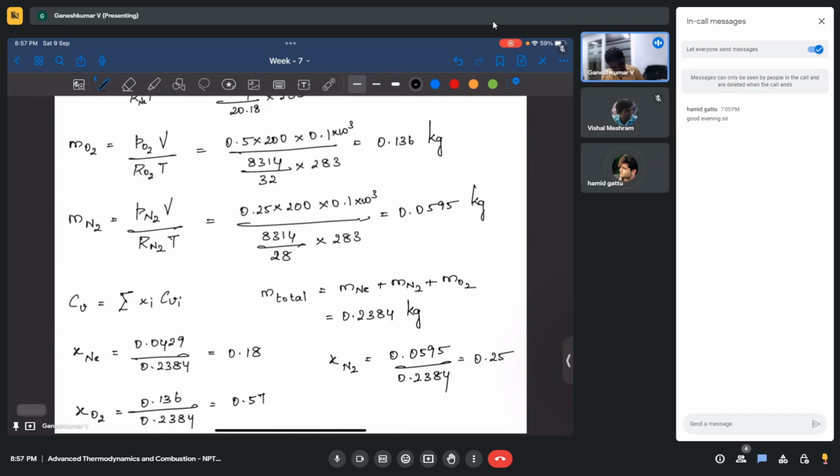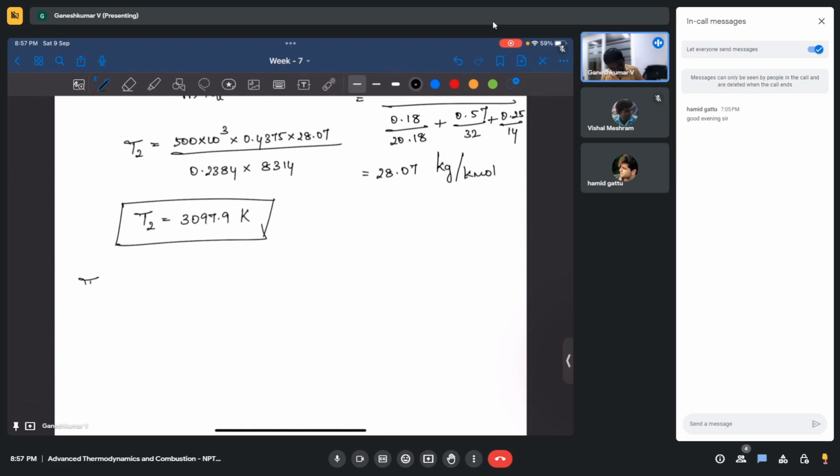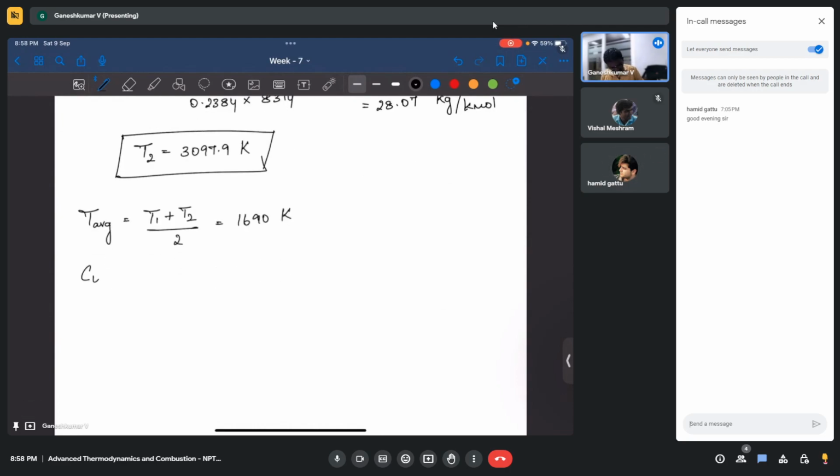Okay, so T2 is done. If T2 is done, then you can find the temperature at which you can find the CVs. It's going to be T1 plus T2 by 2, which is plus 283 divided by 2. Maybe at an average temperature of 1690 Kelvin. At 1690 Kelvins, you can find CV of Ne, CV of O2.